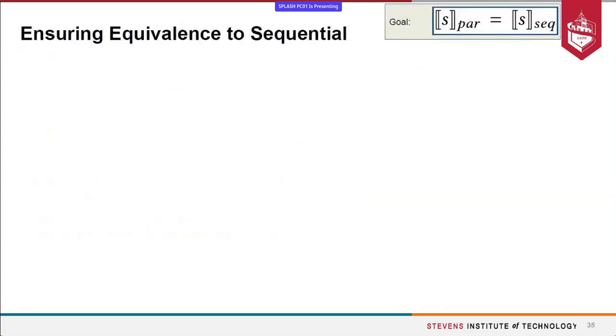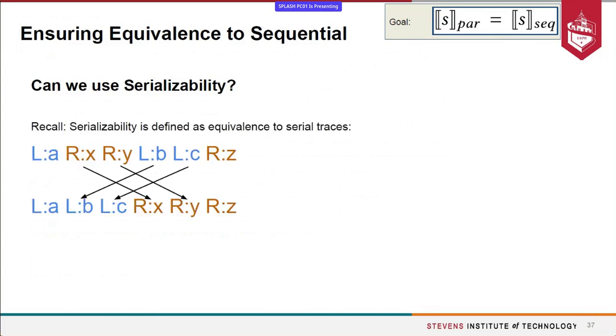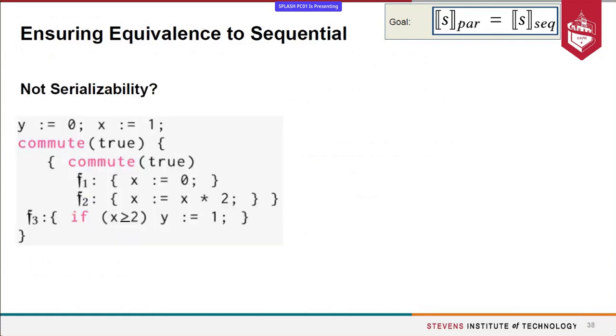So normally, when you want some kind of condition of parallel semantics behaving in a deterministic way, we would use something like serializability. So the question is, can we use a pretty stock definition of serializability? Recall that serializability is just defined as an equivalence to a serial trace. So when we have some interleaved execution, we can reorder the reductions to be able to get serial ordering. And I'm going to show you this example that shows that serializability in and of itself is not quite sufficient.